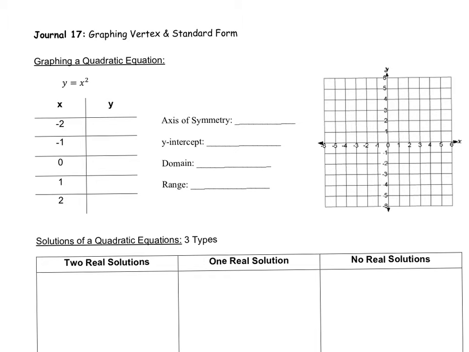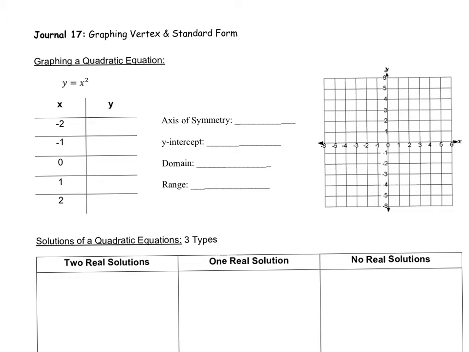So in this video, we're going to be graphing something called a quadratic equation, which is this equation right here, y equals x squared. And whenever we have something that is squared, that means we're multiplying it twice. And I'll show you what I mean here.